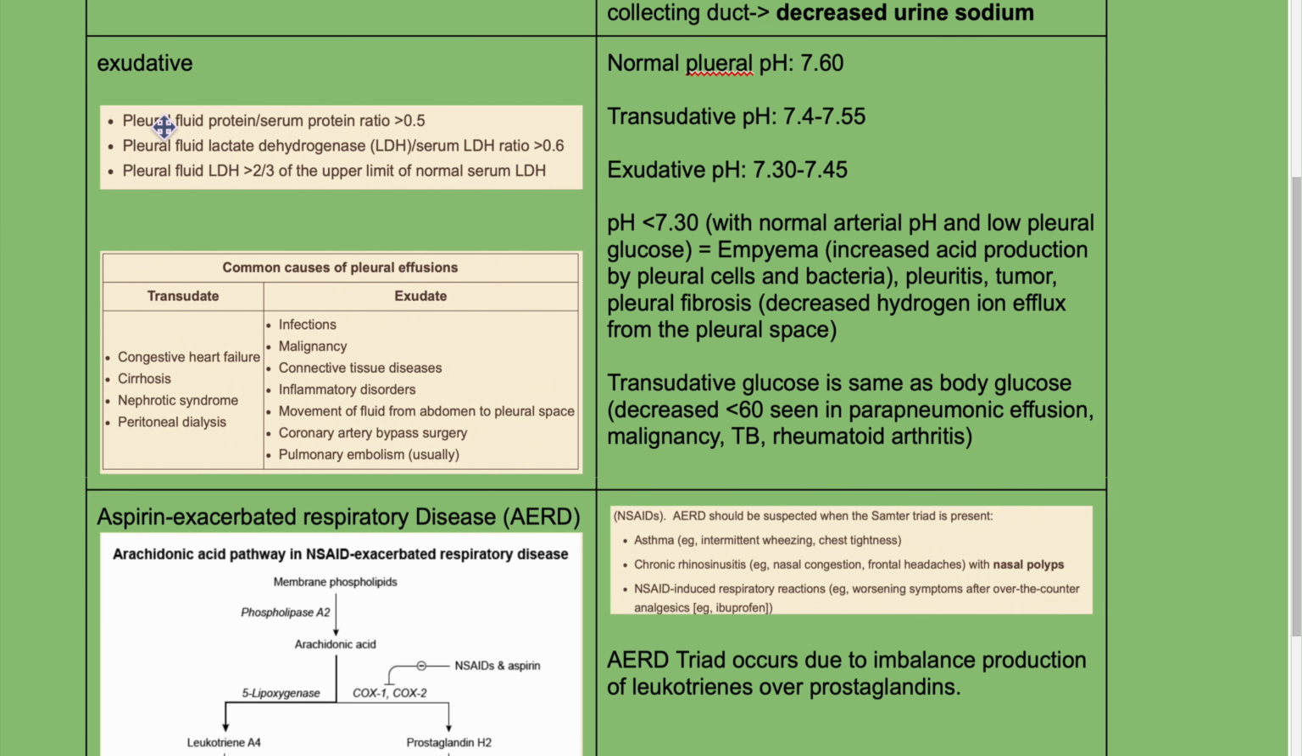Okay, so these are your Light's criteria, right? Exudative: pleural fluid protein over serum protein ratio is more than 0.5. Pleural fluid lactate dehydrogenase LDH over serum LDH ratio is more than 0.6. Pleural fluid LDH more than 2/3 of the upper limit of normal serum LDH. Common causes of pleural effusion, again, transudative is going to be congestive heart failure, cirrhosis, nephrotic syndrome, peritoneal dialysis.